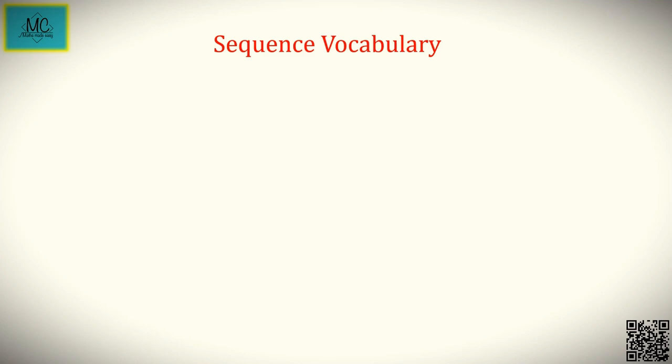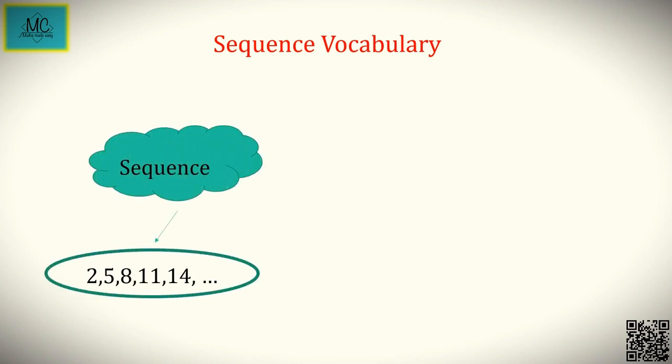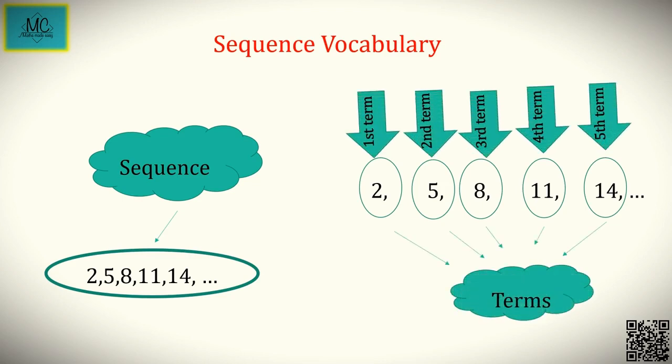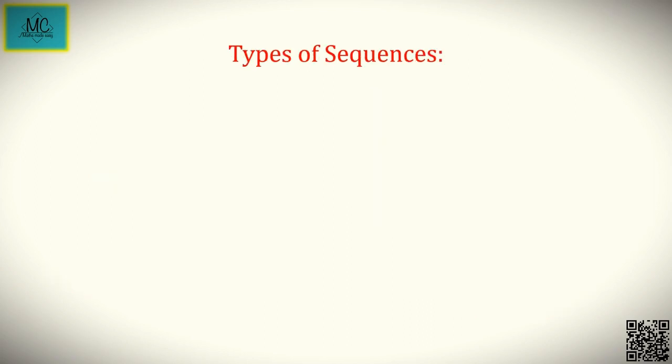When a set of numbers is given, the entire set is known as a sequence. But if the numbers are considered separately, they are known as the terms. They can also be called the first term, second term, third term, fourth term, and fifth term. Okay, likewise. So what are the types of sequences we usually work with in GCSE or IGCSE?